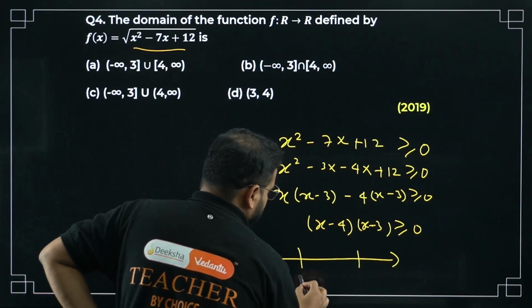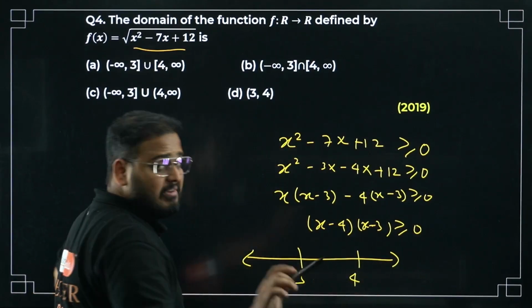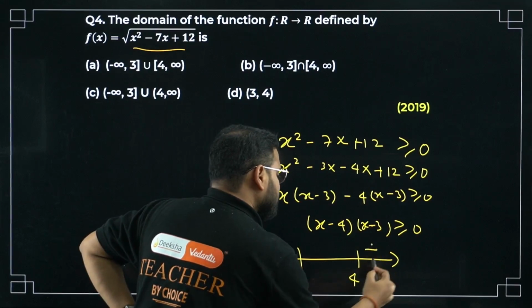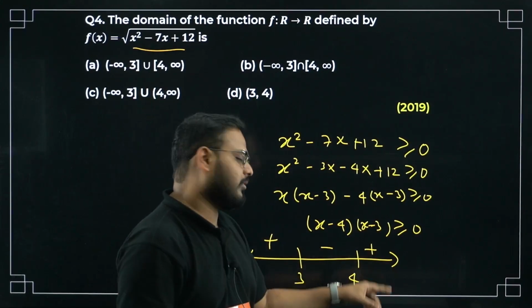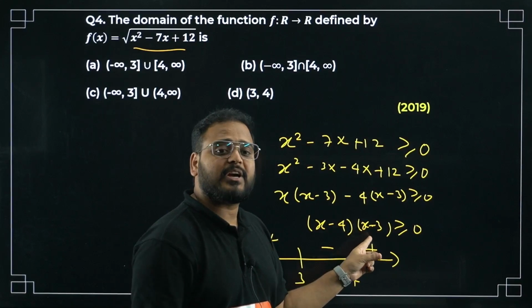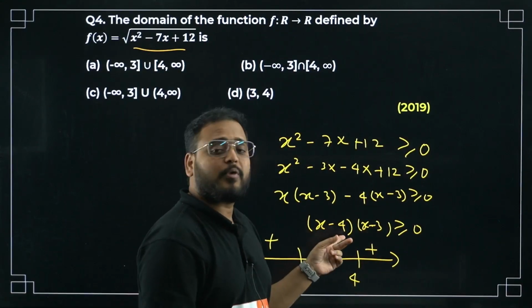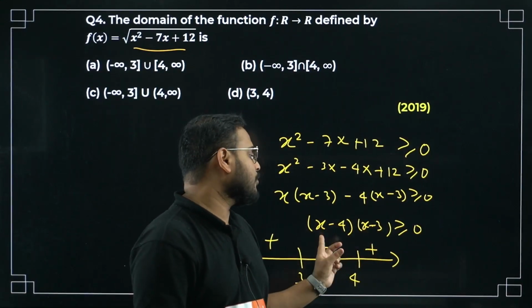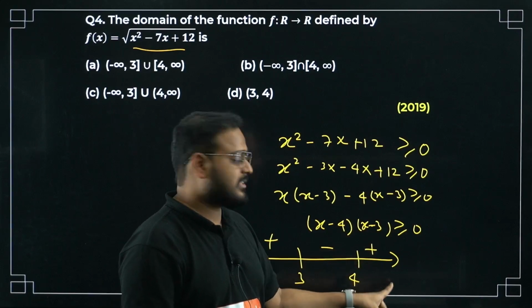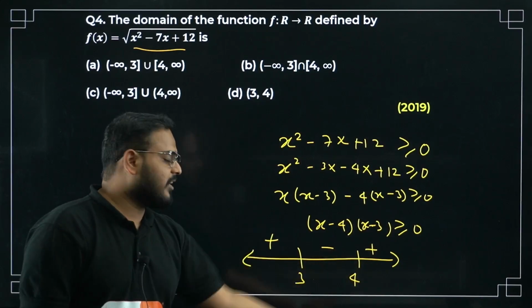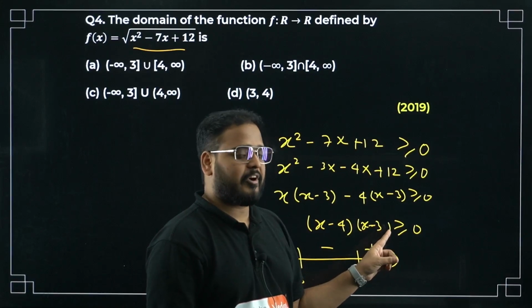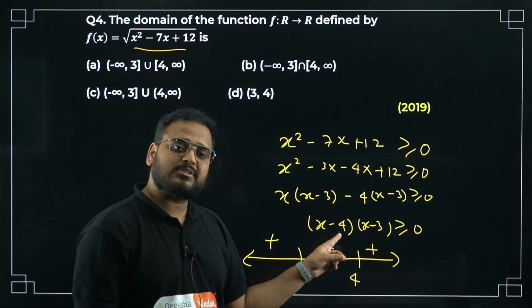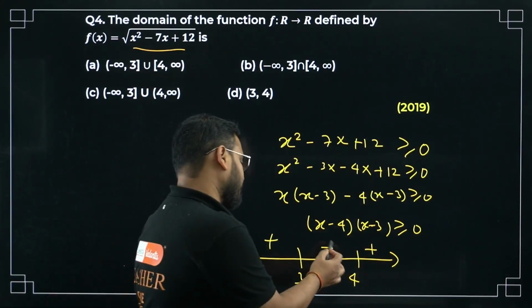Check this out, it will be 3 here and 4 here. If you apply the wavy curve method, you directly get plus, minus, plus. If not, you can put a value after 4. Take 5. 5 minus 3 positive or negative? Positive. 5 minus 4 positive or negative? Positive. Between 3 and 4, take 3.5. 3.5 minus 3 is positive, 0.5. And 3.5 minus 4 is negative, hence negative sign.